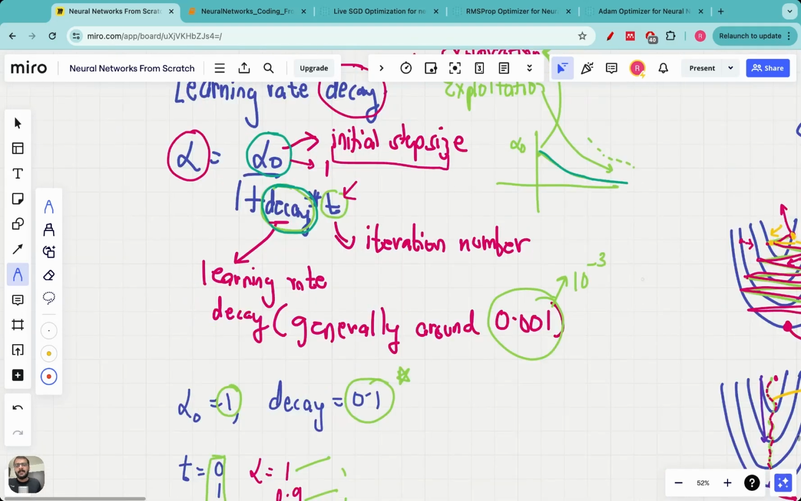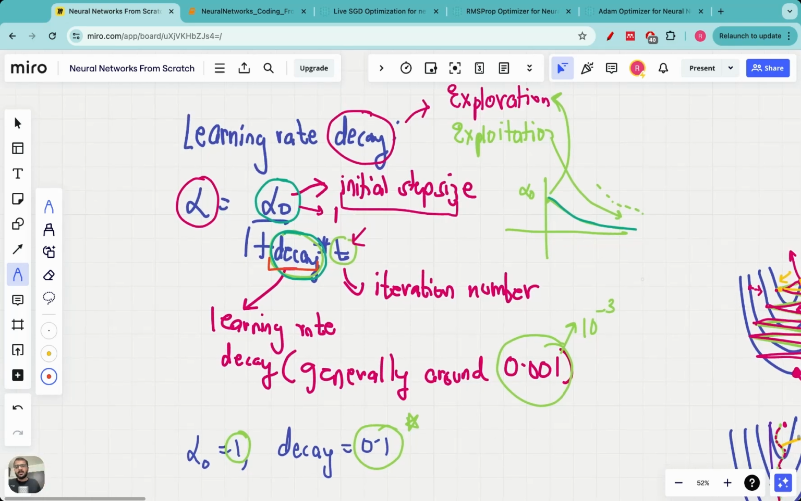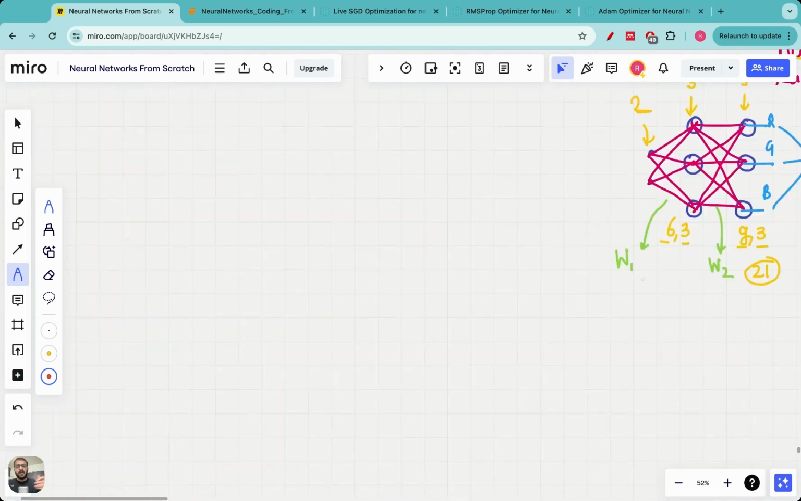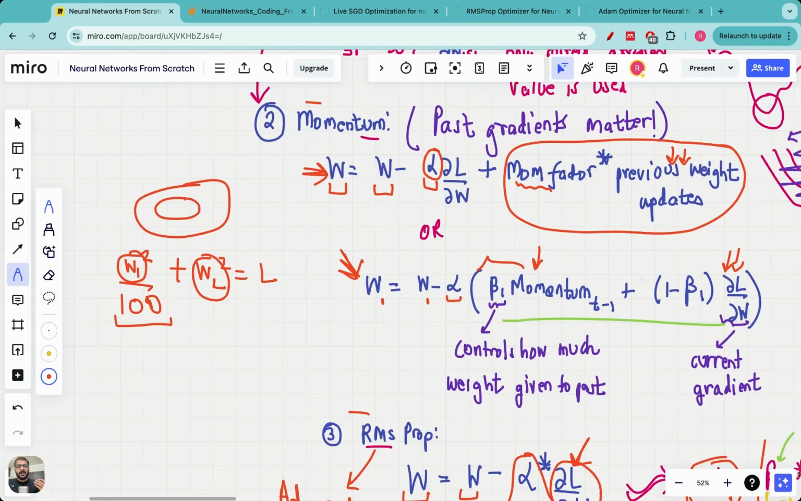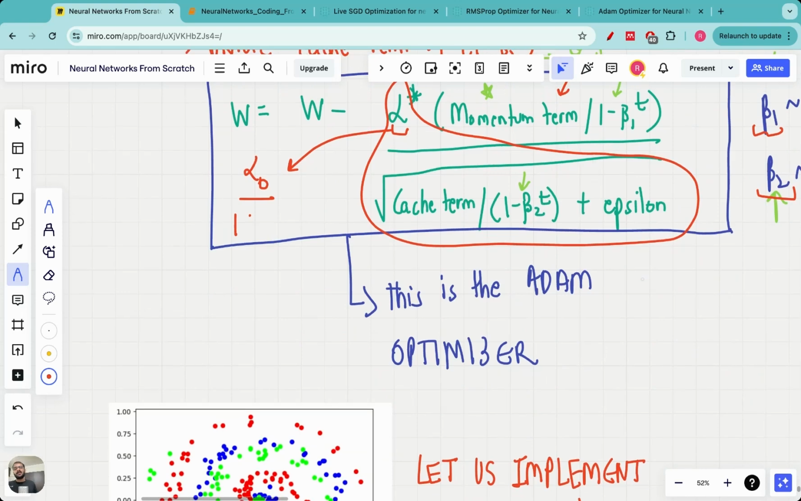So generally, the alpha is given by alpha naught divided by 1 plus decay into time, where this is the learning rate decay. So even the alpha, when I say it's not fixed, it's decreasing with time to make sure that the initial learning rates are high. All of this we are doing to make sure we don't have the cold start problem and the weights are not getting stagnated at the start.